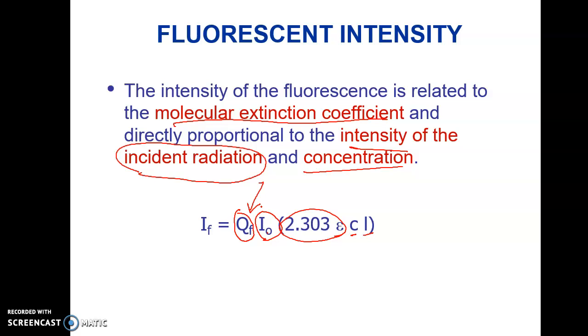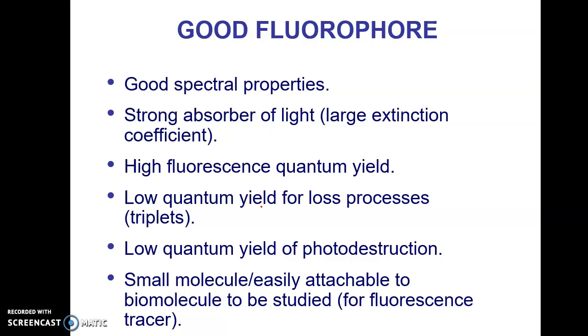in any application if you are analyzing with the fluorescence spectroscopy method. So what makes a good fluorophore a good fluorophore? It must have good spectral properties because of the structure, a strong absorber of the light. What light? A strong absorber of the radiation given. What kind of radiation? It can be from UV, but can also be in the region of visible. But most of the time it is UV.